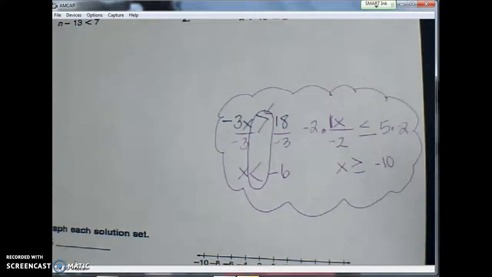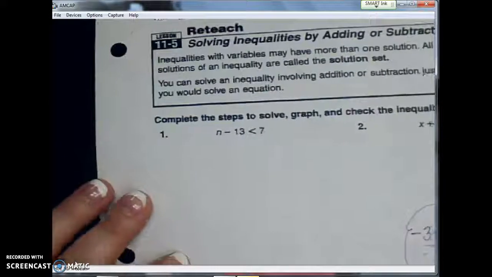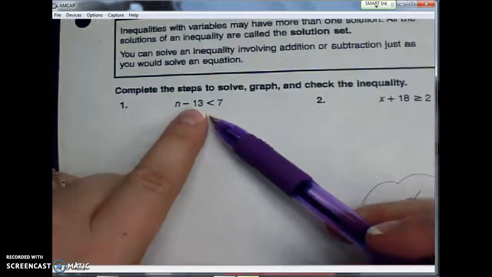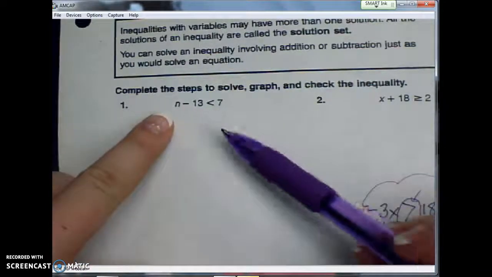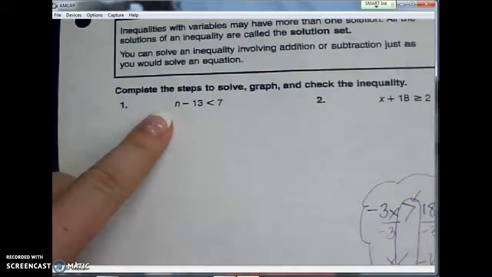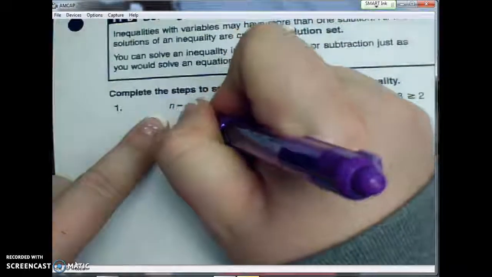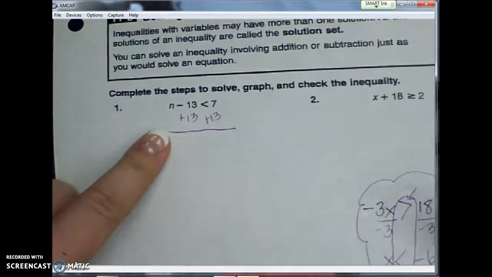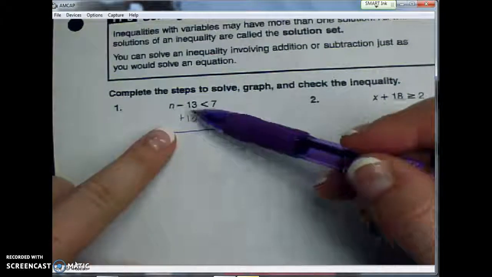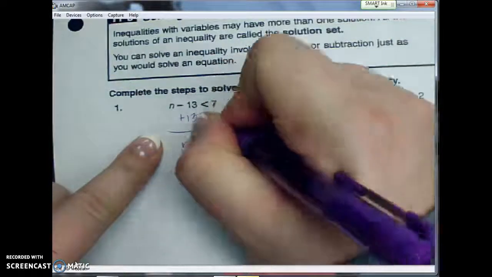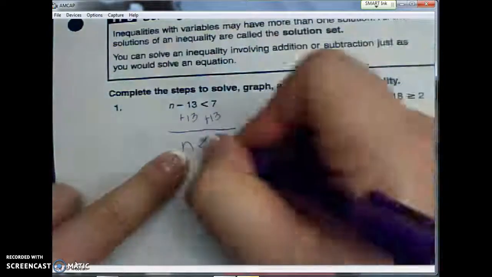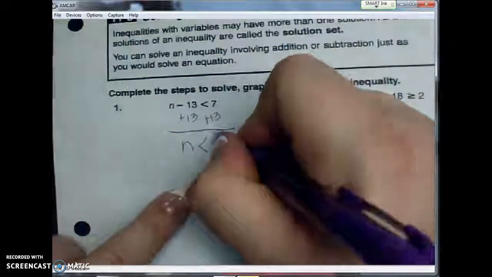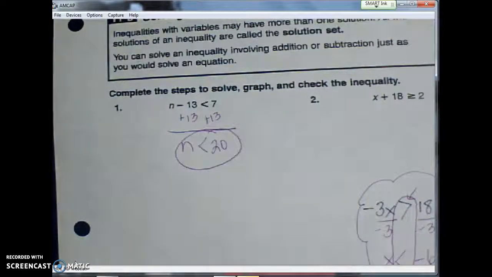It does not apply to adding and subtracting, which makes adding and subtracting super easy because it's just like equations. So if I have n minus 13 is less than 7, to undo subtracting 13, it's the same thing as an equation. I'm going to add 13 to both sides. Now remember, you should be taking notes right along with me. Anything I've written down, you're writing down. So we're going to add 13 to both sides. So we're left with n is less than 13 plus 7 gives me 20. And then you would graph that. And we're not going to worry about graphing right now.